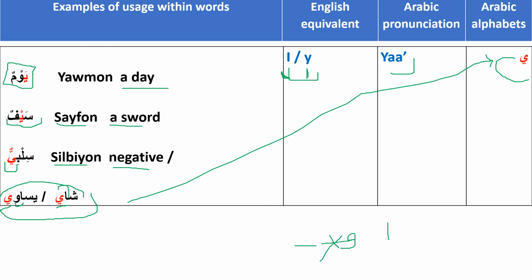Guys, this is the lesson of today. Now we can say we have finished describing and showing how Arabic letters are written within words. Expect Arabic diacritics in the following lesson, inshallah. After that, we're going to move to compound letters.